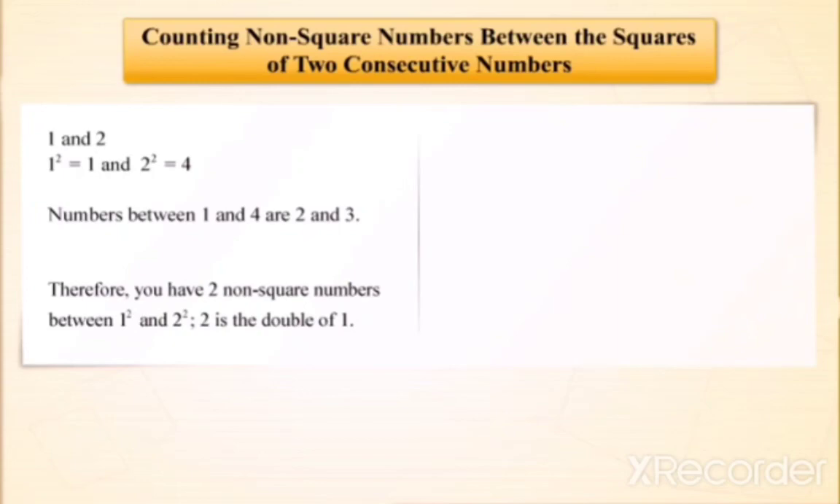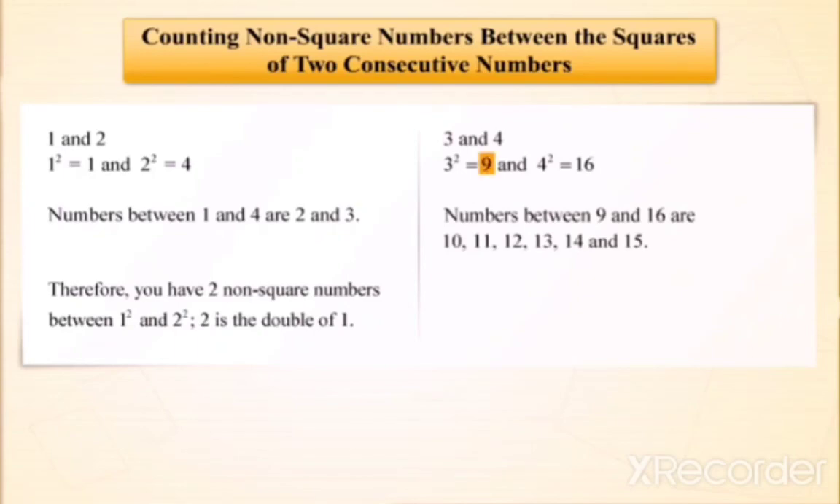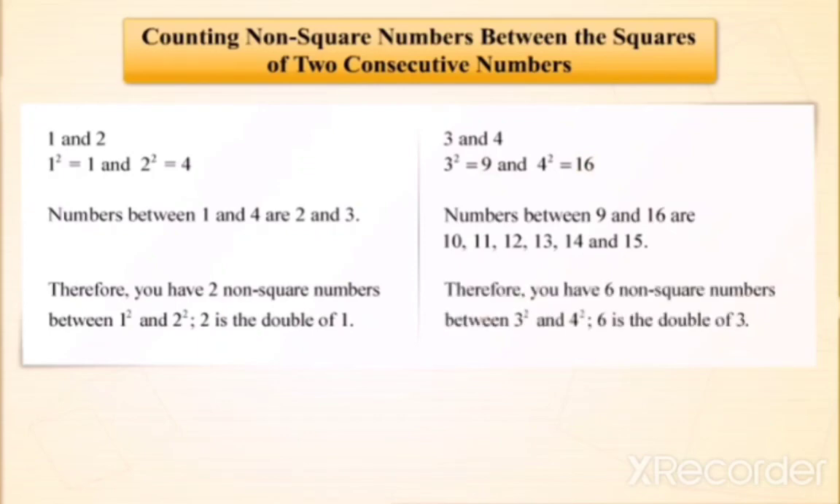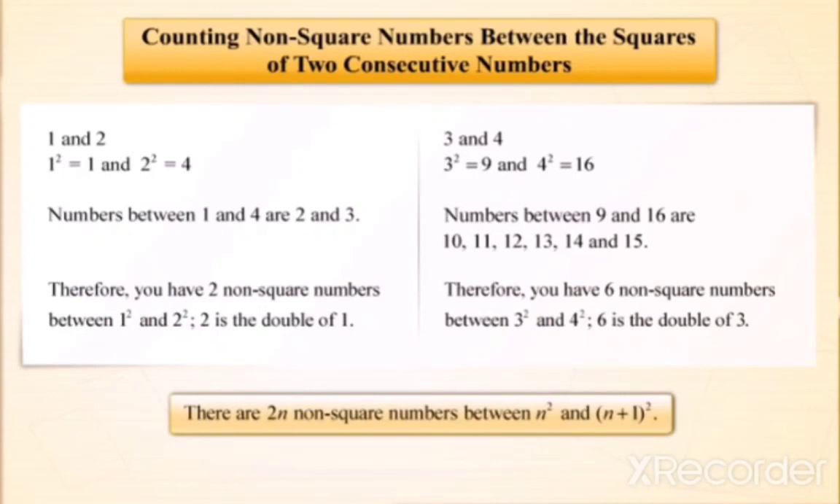Now consider one more pair of numbers, 3 and 4. 3 square is 9 and 4 square is 16. The numbers between 9 and 16 are 10, 11, 12, 13, 14, and 15. Therefore, you have 6 non-square numbers between 3 square and 4 square. 6 is the double of 3. The conclusion is that there are 2n non-square numbers between n square and (n plus 1) whole square.